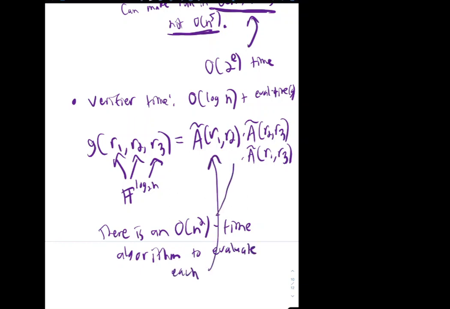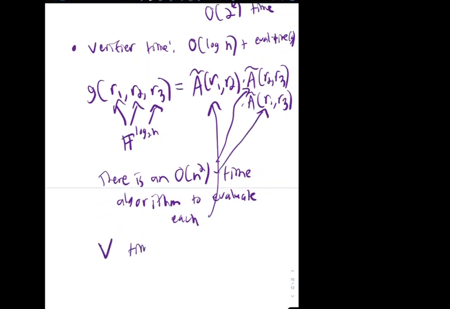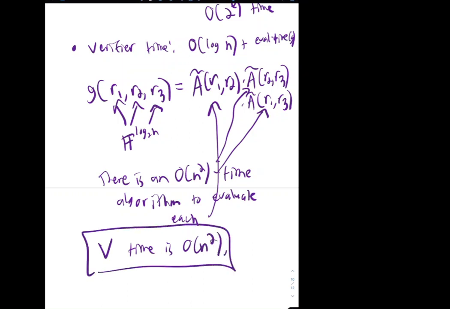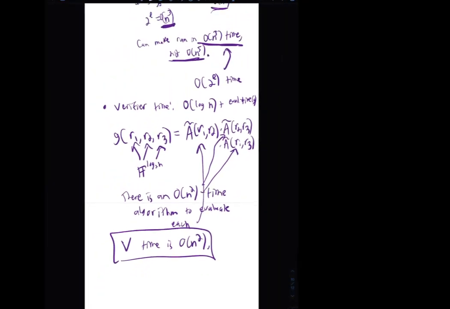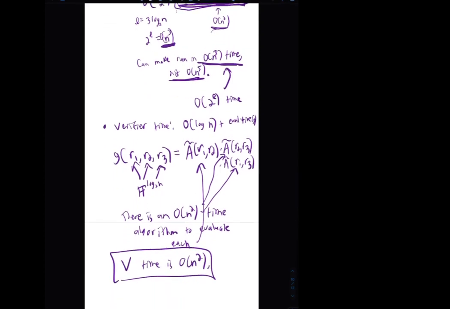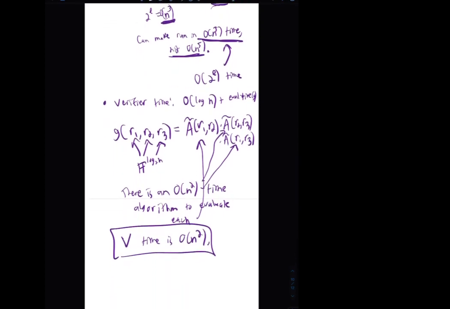There's an n squared time algorithm to evaluate each of those 3 things. So the verifier time is order n squared, which is the time required just to read the input in the first place. So the verifier time, up to a constant factor, is the best you can hope for. Okay, questions? Cool.